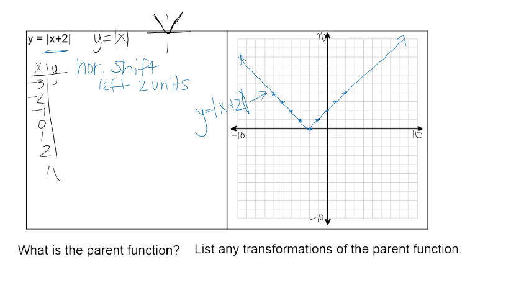Notice that I did this without using any type of table of values. I answered these questions up above. What is the parent function? The parent function was y equals the absolute value of x. And any transformations? That was the horizontal shift.